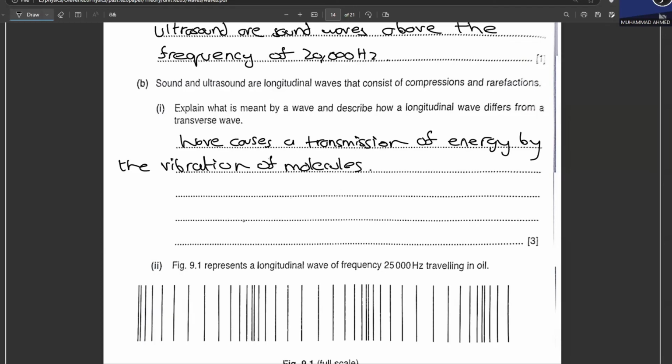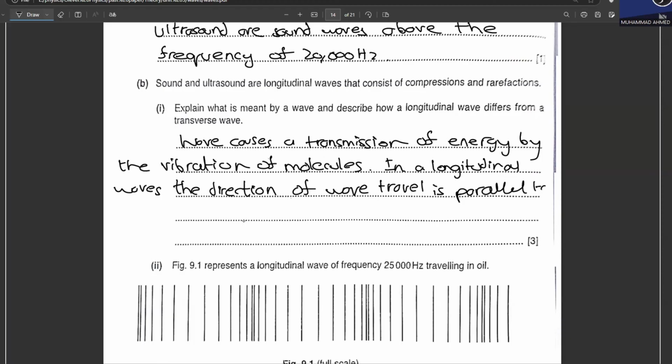How does a longitudinal wave differ from a transverse wave? Very simple. In a longitudinal wave, the direction of wave travel is parallel to the direction of energy transfer.